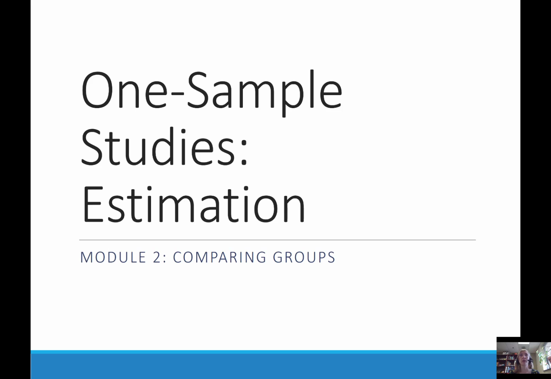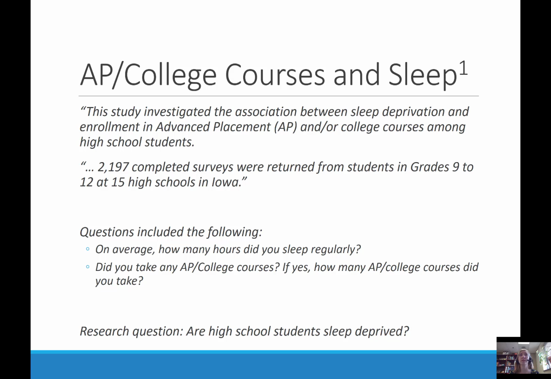This lecture looks at creating a confidence interval for a mean from a one-sample study. It is in Module 2, Comparing Groups. I will demonstrate how to create a confidence interval in the context of our first study example. Remember that our first study example looks at the sleep hours of high school students.